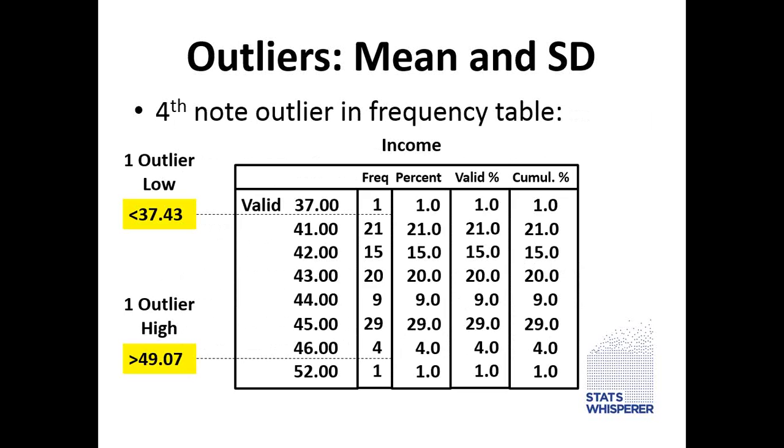So if we looked at our frequency table, right, we could even draw little lines, saying these are the frequencies. The one person that was making 37, the 37.0, right? Their score is below 37.43, so they're an extremely low outlier. Then the 52.0 at the bottom, that's one person. They're above the cutoff of 49.07, so they're an extremely high outlier. So we have our extremely low and our extremely high scores. So that's one method of computing or identifying the outliers.